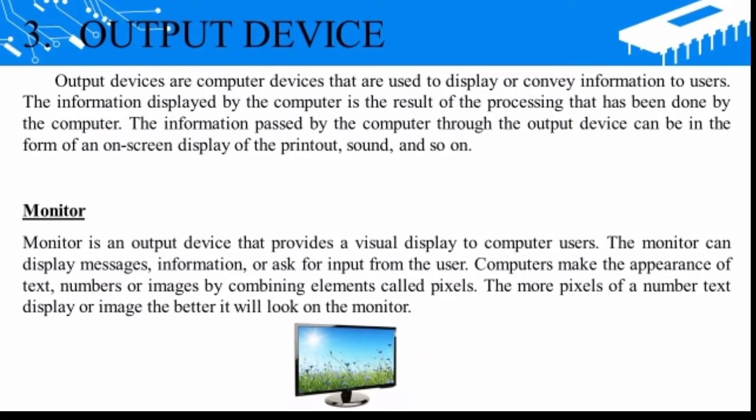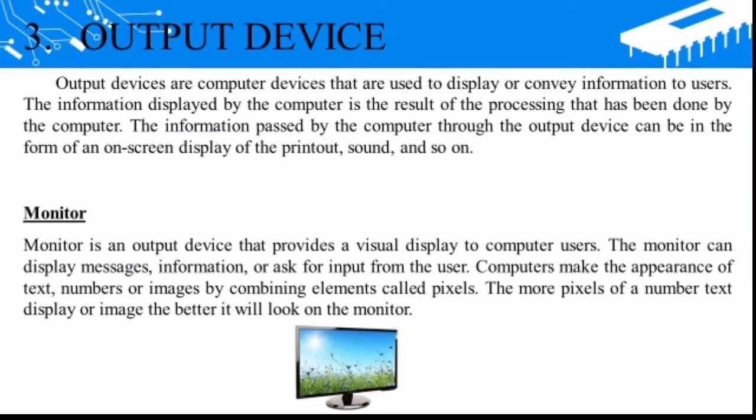Output devices are computer devices that are used to display or convey information to users. The information displayed by the computer is the result of the processing that has been done by the computer. Monitor. A monitor is an output device that provides a visual display to computer users. The monitor can display messages, information, or ask for input from the user.